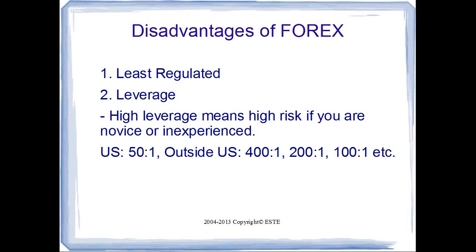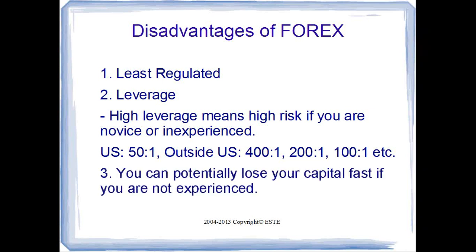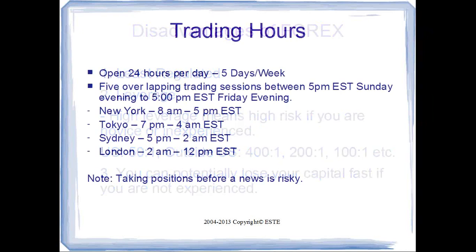So in the US it's 50 to 1. Outside the United States you can get as high as even 500 to 1, but the common ones are 400 to 1, 200 to 1, 100 to 1. Right, and lastly, you can potentially lose your capital fast if you are not experienced.